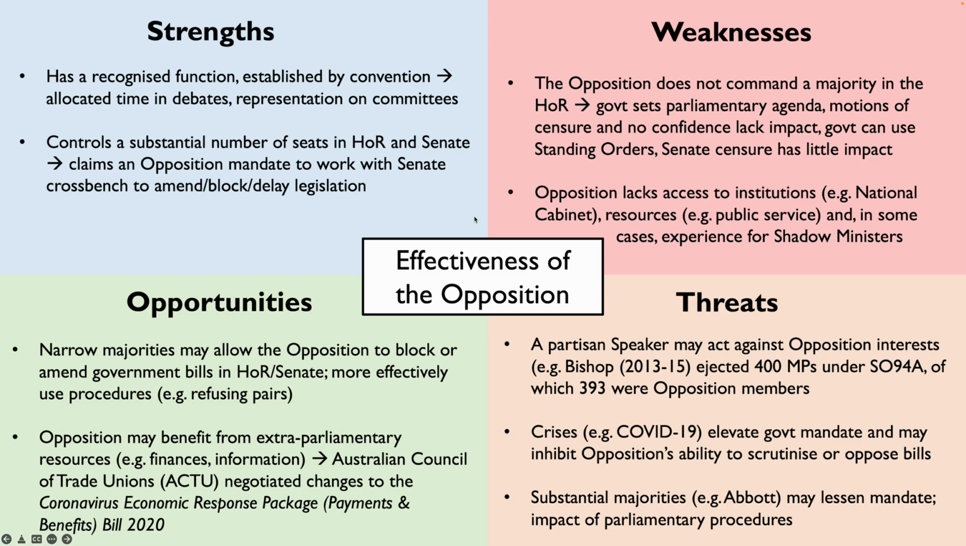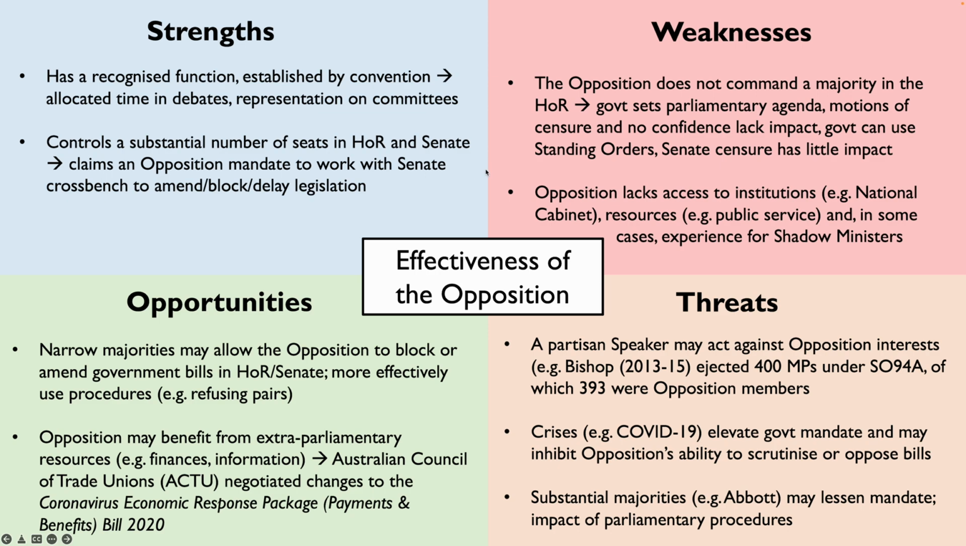Substantial majorities, like Abbott's 14-seat majority after 2013, might absolutely lessen a mandate. It's very hard to claim you have a credible opposition mandate when you have such a deficit in seats. And this obviously might impact parliamentary procedures as well. And given that under the Abbott government, Bronwyn Bishop was appointed as Speaker, perhaps those examples can be used in tandem to indicate where the opposition might be less effective.